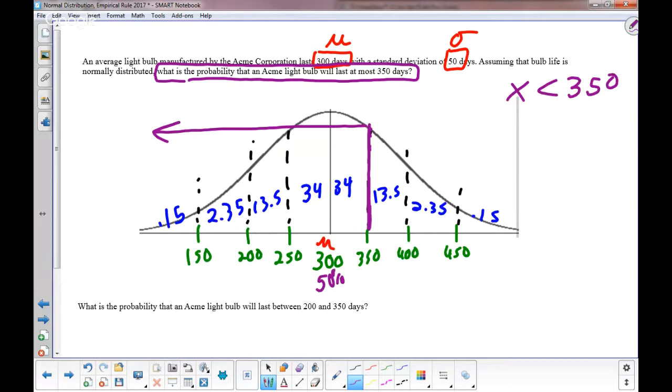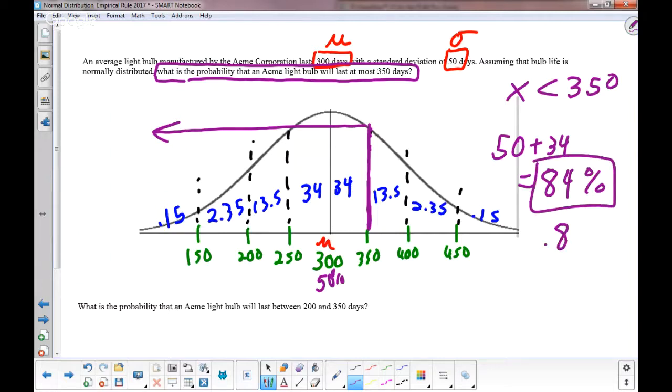Well, if we know that my mean is the 50% mark, then what is the first deviation? Well, it's 50% is everything to the left of the mean, and then I have this one block of 34. So it's 50 plus 34, which gives me 84%. So I have an 84% chance, or 0.84. We would probably write more in decimal now, 0.84, but for these problems, we'll write 84%.